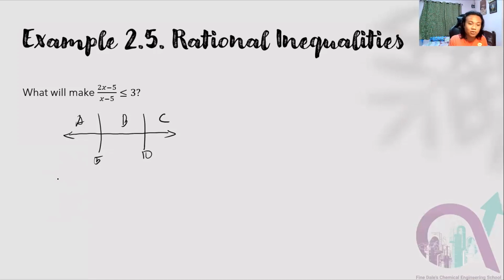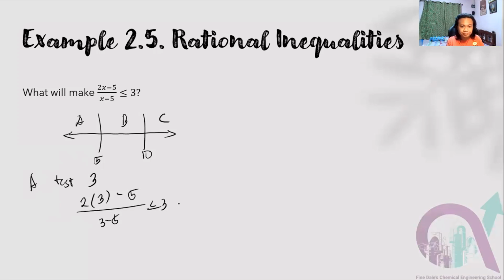So let's test. For interval A, let's test 3. Let's substitute that into the original function. So 3 minus 5, is it less than or equal to 3? If you solve it, it is true. Okay, so true. So meaning A is a solution, right? So A is a solution.